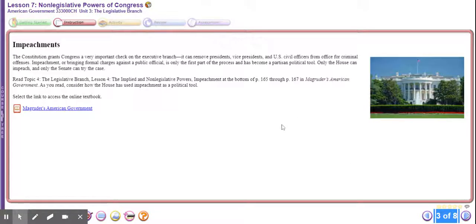Okay, another thing that Congress can do that's not legislative is impeachments. Okay, the Constitution grants Congress a very important check on the executive branch.